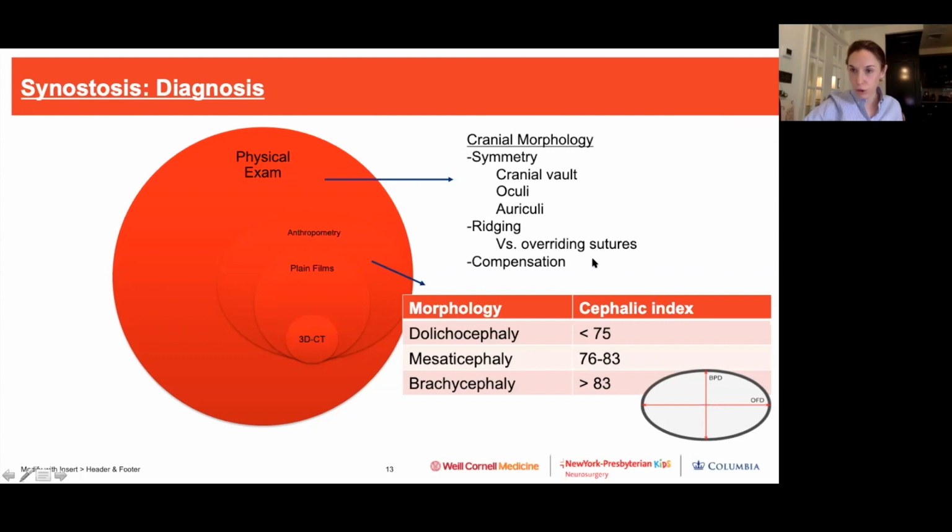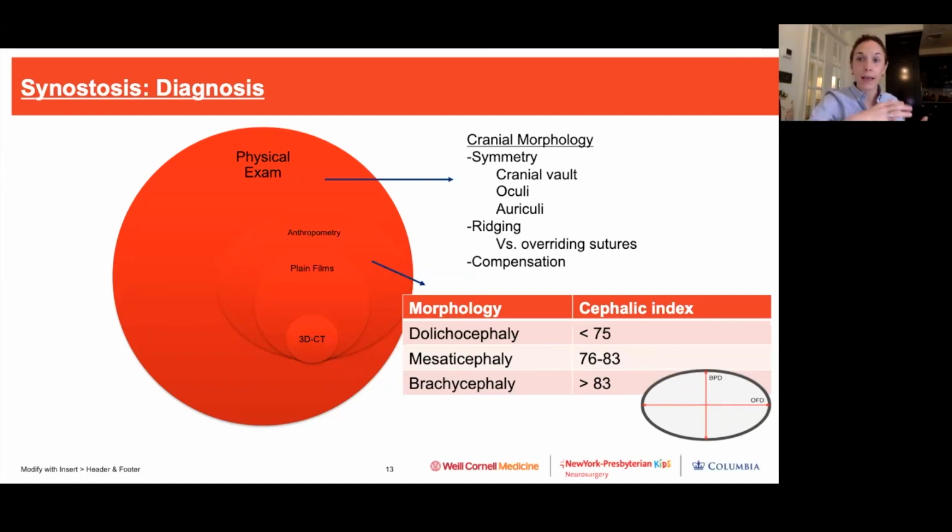Then you feel the sutures and you feel for ridging. Any suture that is fused is ridged. You have to learn how to distinguish that from overriding, as we just discussed during the birthing process. There's a lot of overriding. Really, the name of the game here is if you have more than one suture ridged and you don't have any compensation, as we just discussed, they're just overriding.